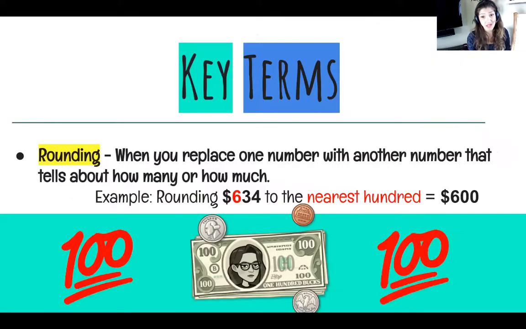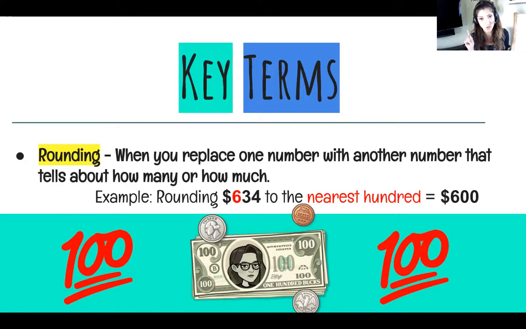Let's move on. So our only key term for today is a term that we're pretty familiar with, which is rounding. Rounding is when you replace one number with another number that tells about how many or how much. For example, if I was rounding $634 to the nearest hundred, notice I've highlighted my hundreds place. The hundreds place is the only place that can either round up or remain the same. So that is the number that will be changing.